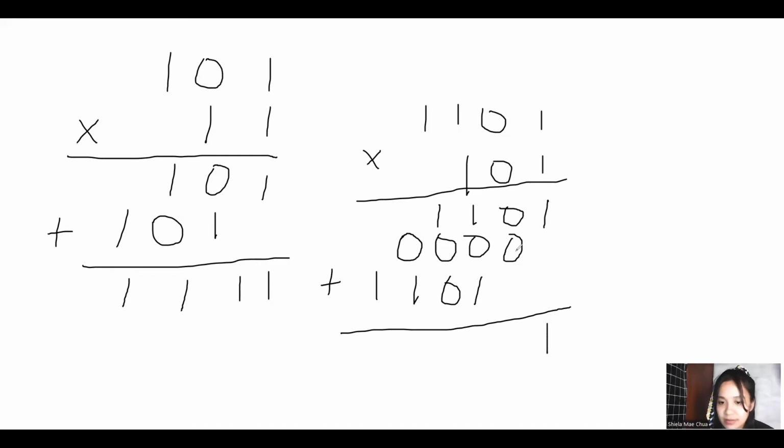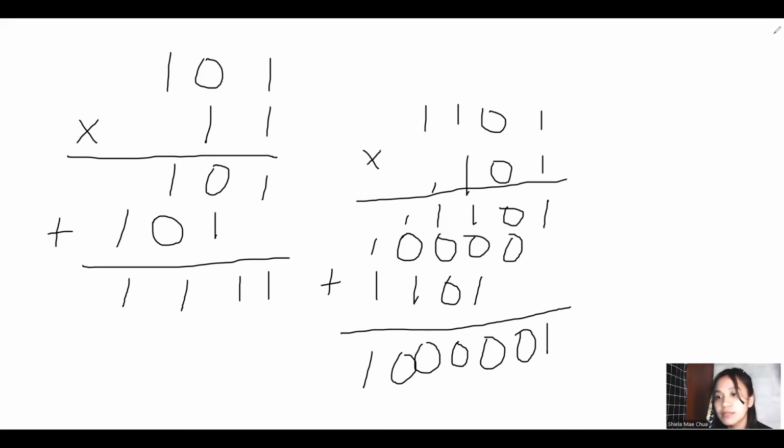Bring down 1, 0 plus 0 is 0. 1 plus 0 plus 1 is 1, 0. 1 plus 1 plus 0 plus 0 is 1, 0. 1 plus 0 plus 1 is also 1, 0. And 1 plus 1 is 1, 0. So our answer for 1101 times 101 is 1000001.